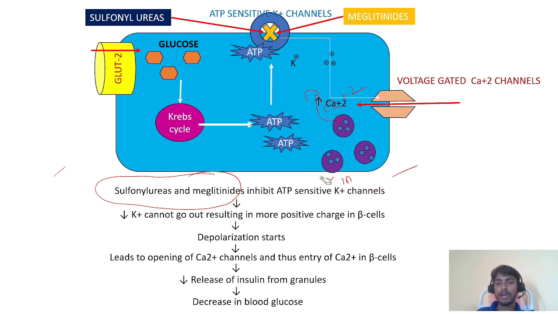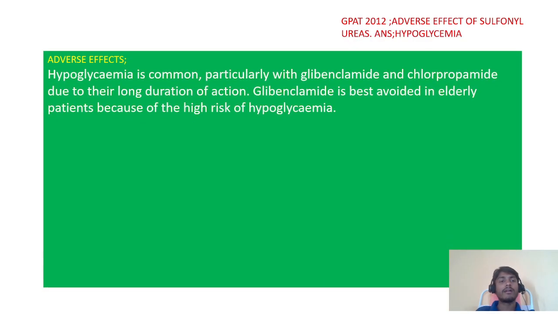So it leads to the reduced level of insulin, not increased, reduced. It leads to the reduced level of insulin. Okay, when it comes to the adverse effect, hypoglycemia is the most common adverse effect that can be associated with sulfonylureas. Next, teratogenicity, it will cause teratogenicity.